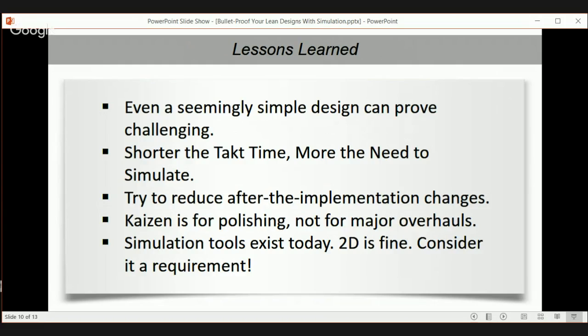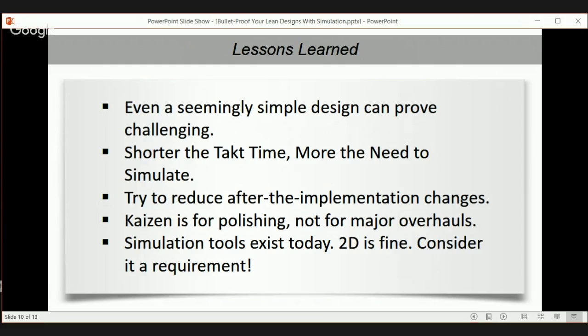And the shorter the takt time, the more this becomes critical. Right, because you have more instances, more cycles of imbalance that need to be considered. And this was quite a short takt time. We usually don't recommend these days designing a 20-second takt time for human beings. People hate it, but that's what we had at the time. What we're trying to accomplish here is to reduce, after the implementation, the need to do that. So this idea of Kaizen, or continuous improvement, should be for polishing, fine-tuning, small changes, not for major overhauls of your design.